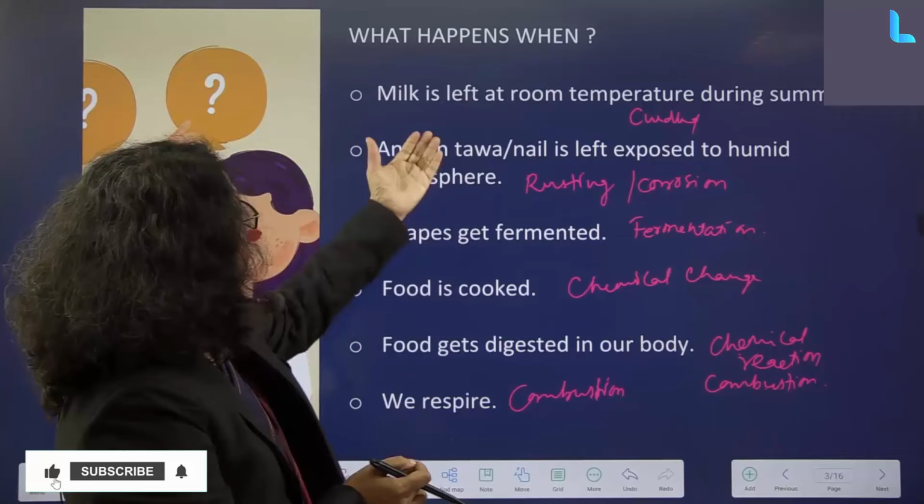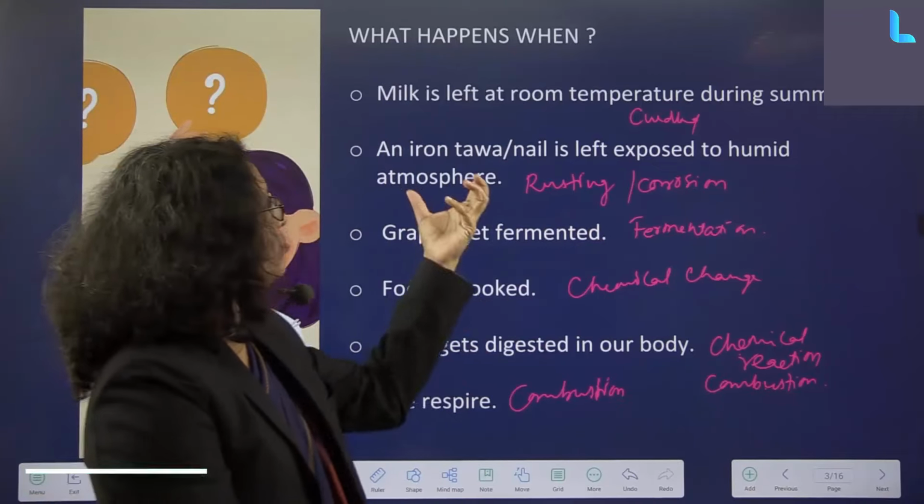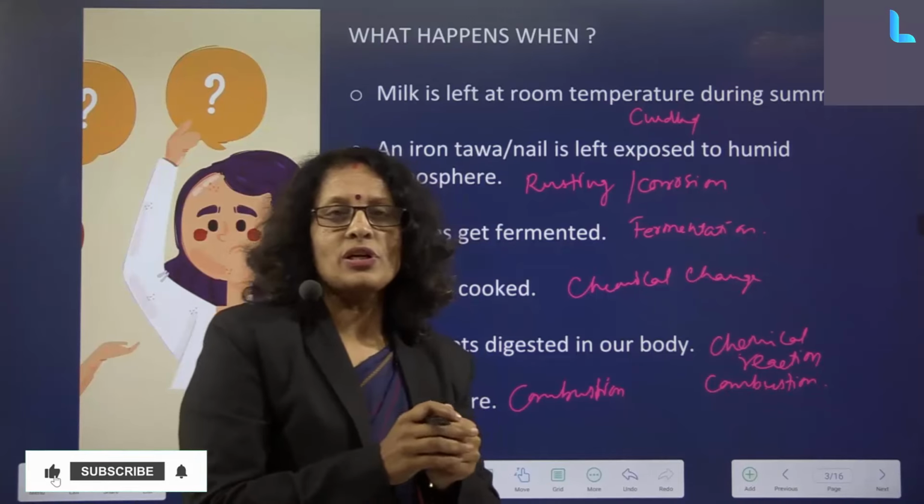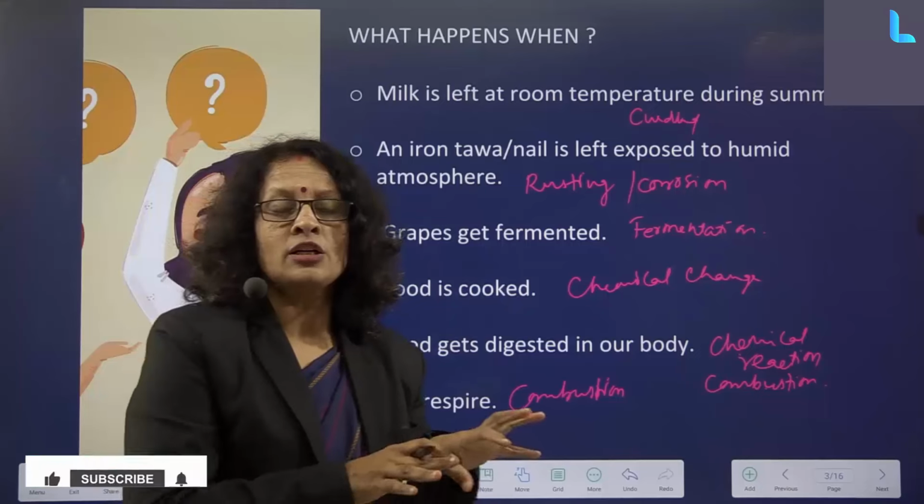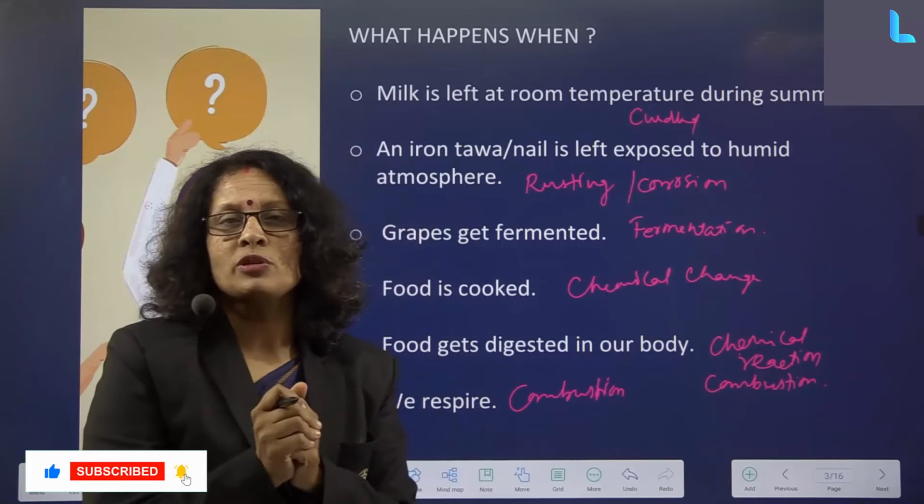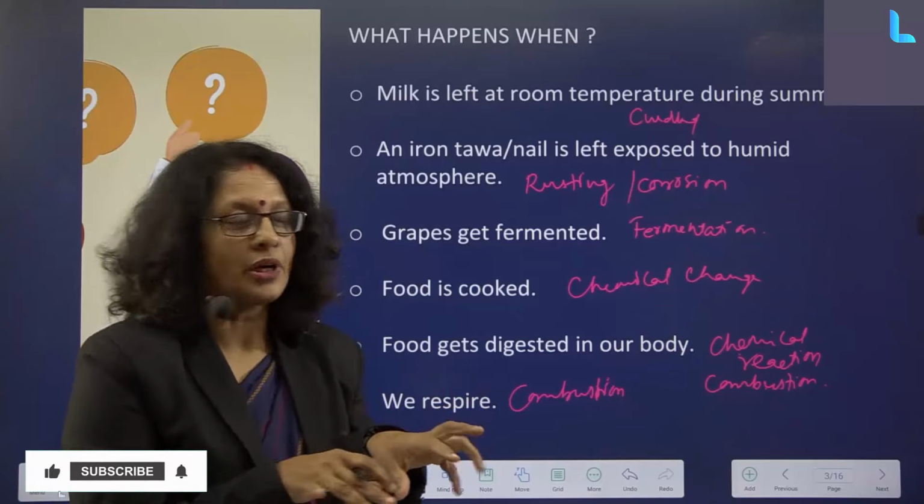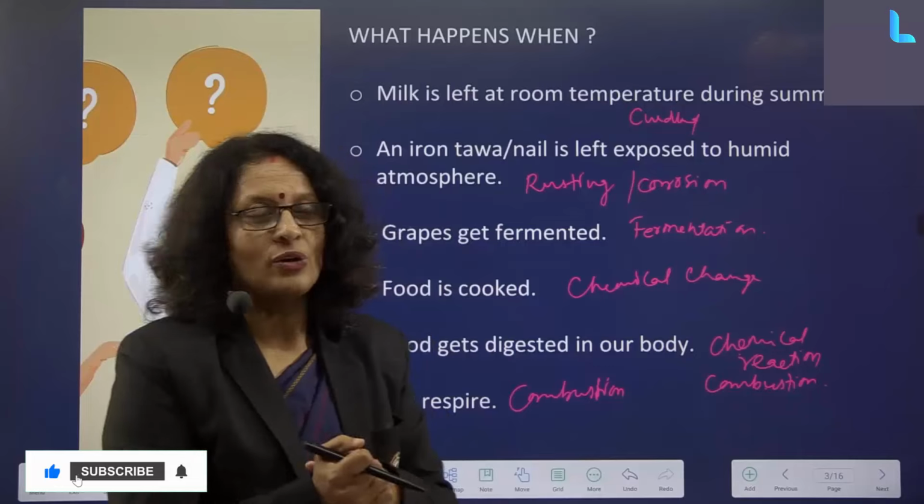What happens when milk is left at room temperature during summer? Because of the higher temperature, the milk will start breaking. It will start converting into a curdled form, and small fragments will start separating, water will start separating, fat will start separating. That is called curdling of milk.